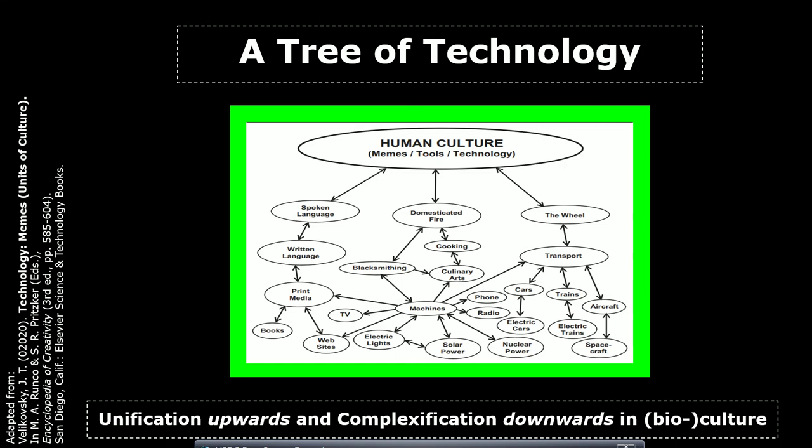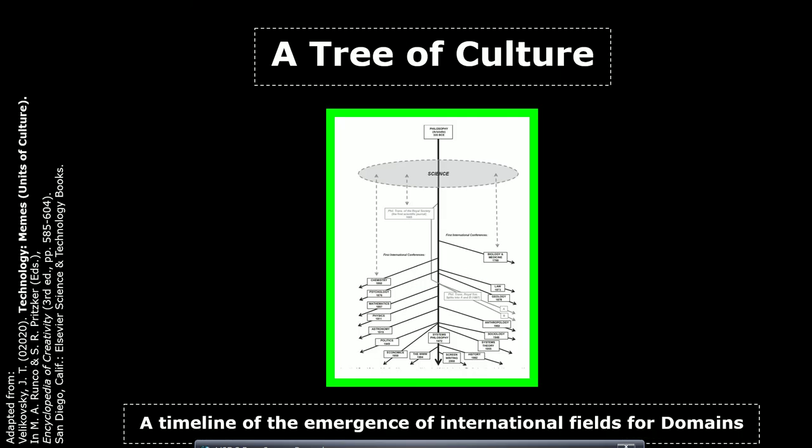And so on the left we have spoken language leading to written language and print media, books and so on. In the middle we have domesticated fire as a tool leading to cooking and other domains such as blacksmithing, culinary arts, machines, etc. And on the right we have the invention of the wheel leading to transport, trains, aircraft, spacecraft and so on. So diversifying downwards as new ideas are combined, and unifying upwards into all human culture.